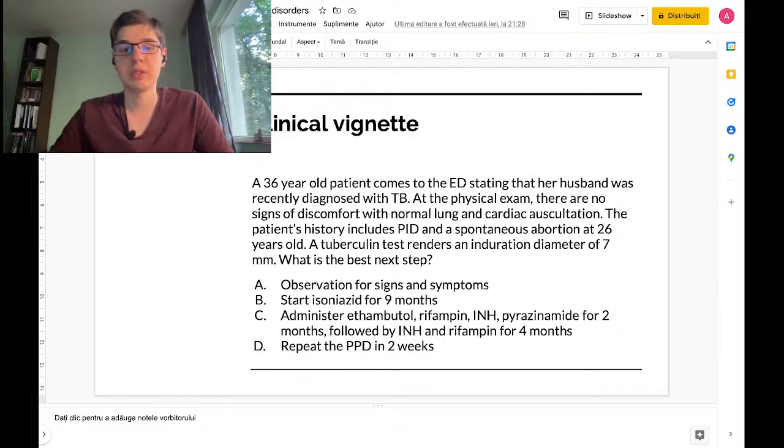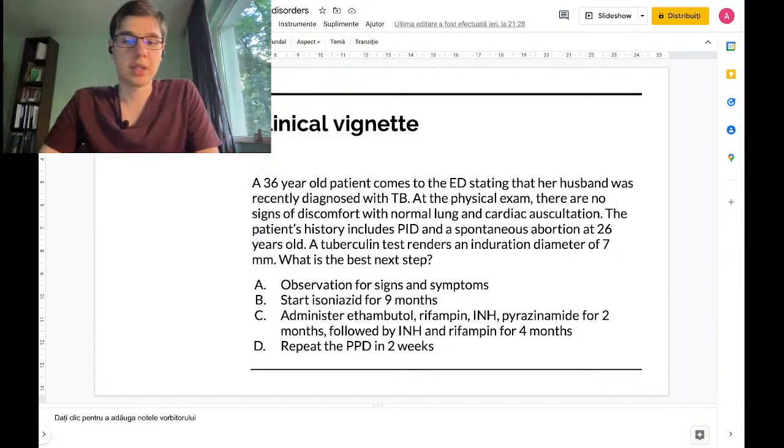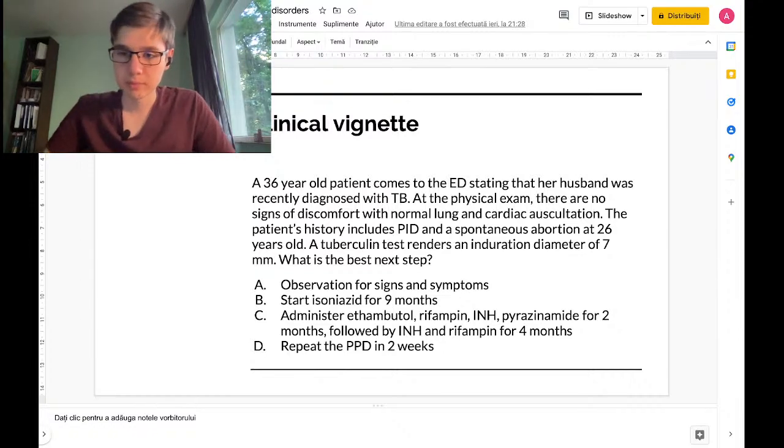Observation for signs and symptoms. We start isoniazid for 9 months. We go for the quadruple therapy of ethambutol, rifampin, isoniazid, pyrazinamide for 2 months, and then we follow up with isoniazid and rifampin for 4 months. Or we repeat the PPD in 2 weeks. Let me know your answer in the chat box. Hello, Parth. Pleased to meet you.